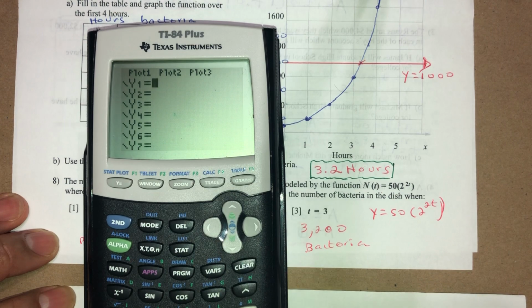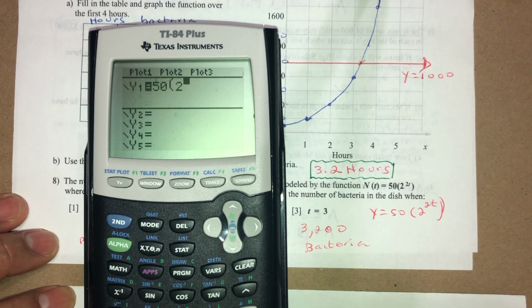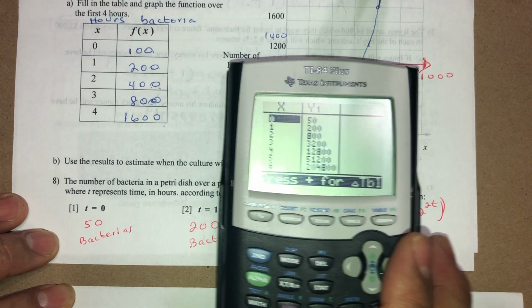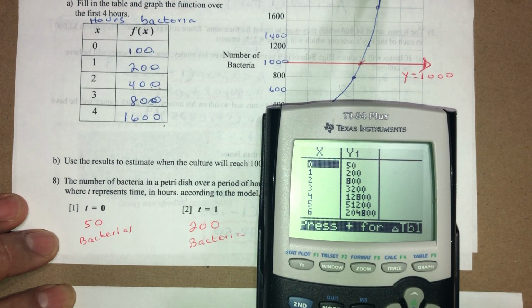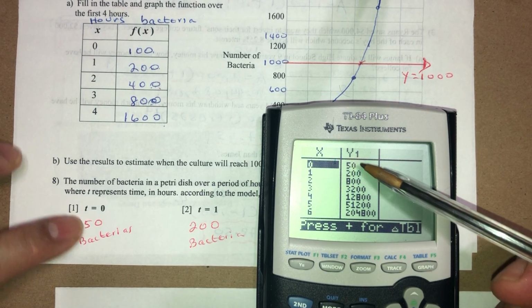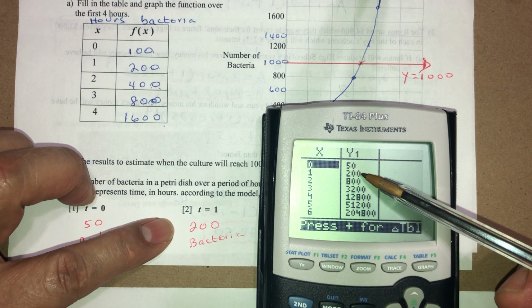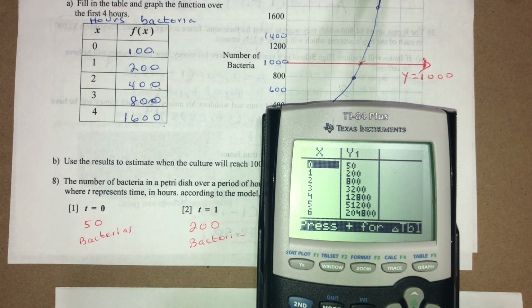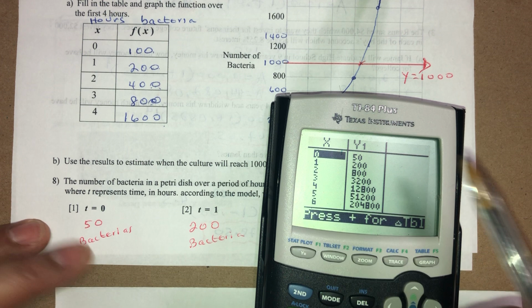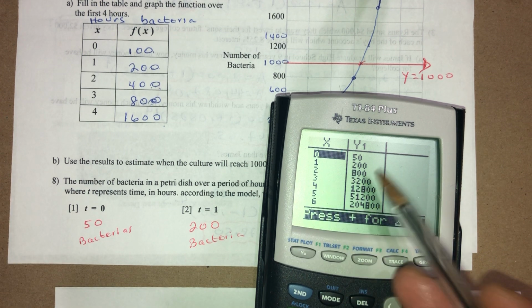If you put here 50 parentheses 2 elevated to the 2x, and you go to this table, second graph, you can find it over there. Where can you see the number there? So when t is 0, y is 50. When t is 1, that's 200. And when t is 3, it's 800. I mean, 3 is 3,200. Oh, 3,200, right? Because it was 3. We skipped 2, so when it's 2, it's actually 800.